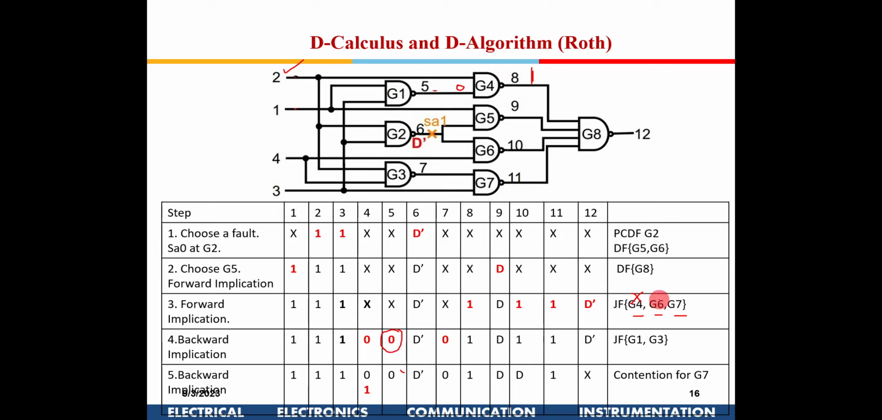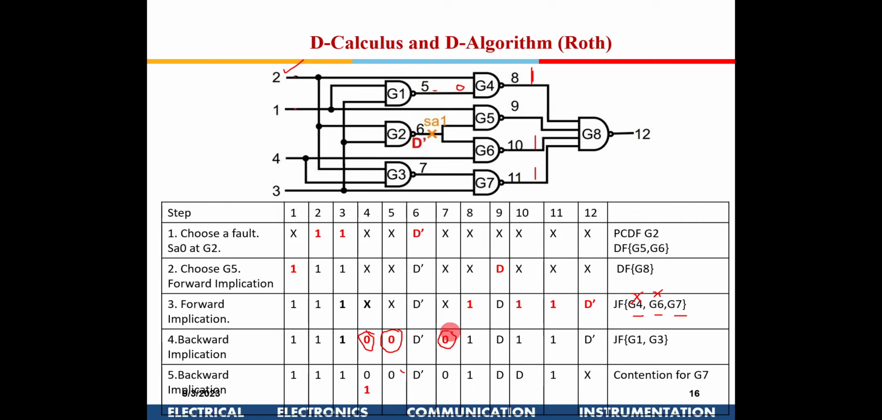Now I have G6. For G6, I need a 1 here. 4 is free as of now. Here it is D. So I have to put 0 at 4. There is no option. So I put a 0 at 4, and I remove G6. And for G7, I need a 1 here. 3 is already assigned 1 earlier itself, so that option is not available. So G7 here was not assigned.